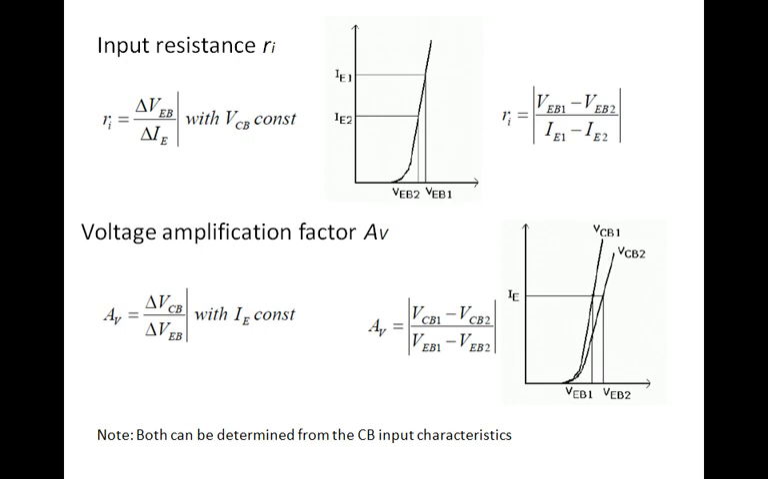This is how to calculate the input resistance. Ri is equal to delta VEB by delta IE with VCB constant. And voltage amplification factor is delta VEB by delta VCB with IE constant.